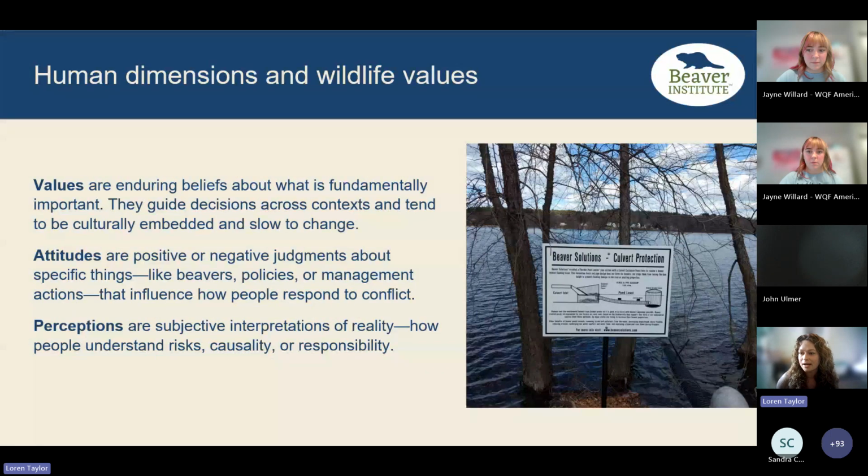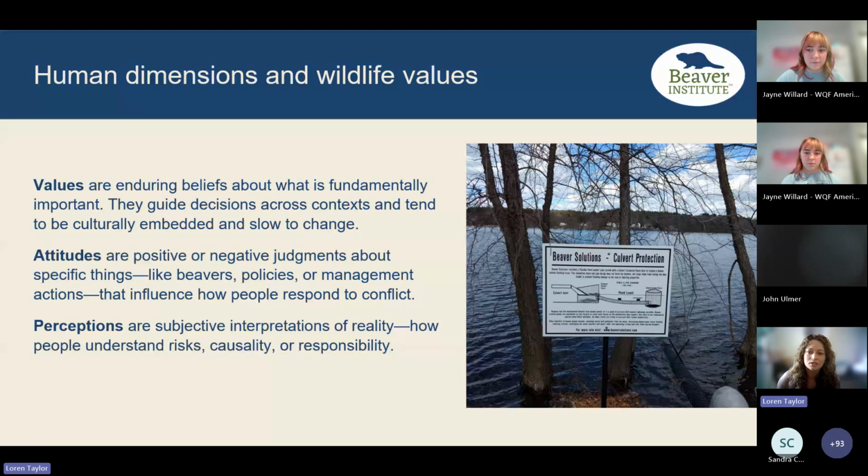All right, so to set us up to be successful in providing solutions for wildlife conflict, in particular beaver conflict, we have to understand some of these very important components of human dimensions and how they will ultimately dictate the approach we use for communicating about beavers and determine what conflict resolution techniques are appropriate. I'm only going to talk about 3 today. That's values, attitudes, and perceptions.